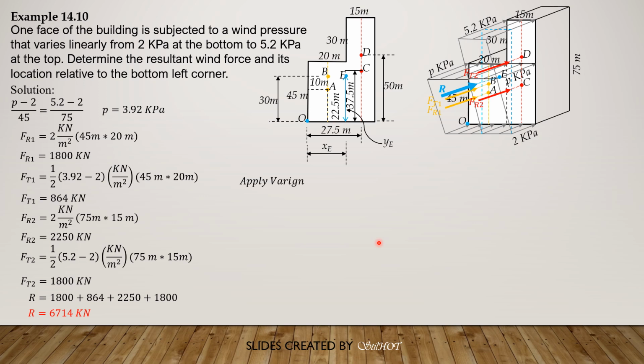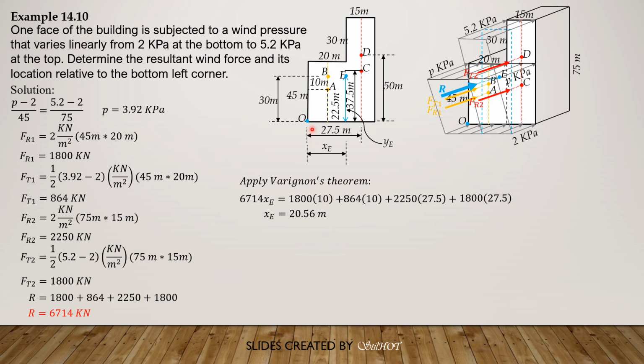And its location is found by Varignon's theorem. So we have R, 6714, times XE equals 1,800 times 10 plus 864 times 10 plus 2,250 times 27.5 plus 1,800 times 27.5. So solving for X sub E is 20.56 meters.